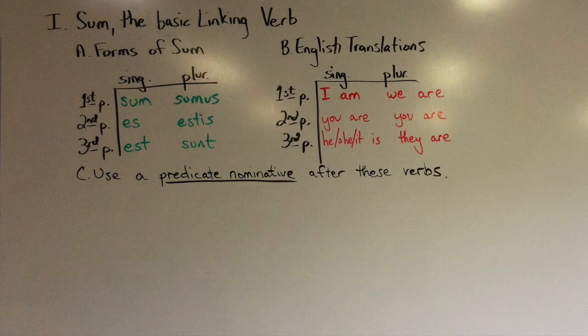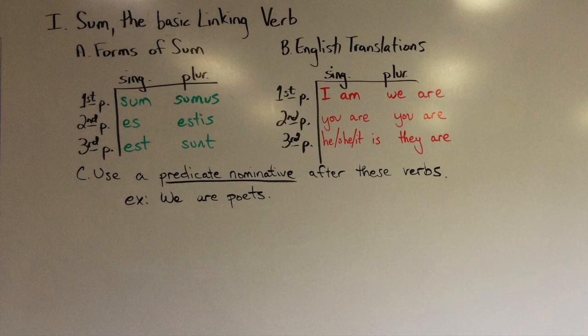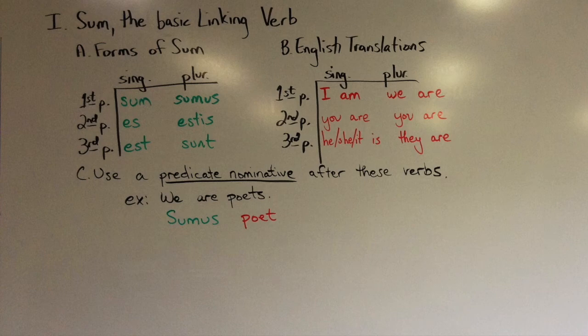For example, if we had the sentence, we are poets in English, then we would simply translate we are, as the chart says, into sumus. And then when translating the word poets, we would start with the base of the word poeta, which would simply be poet, and then we would add the nominative plural ending onto it, because it's a predicate nominative, ae. So, all in all, this would simply translate as sumus poetae.